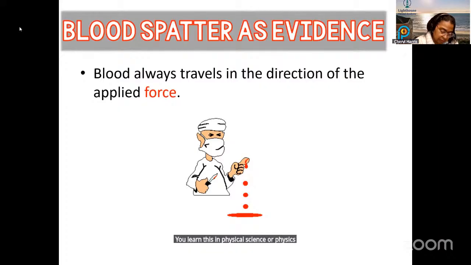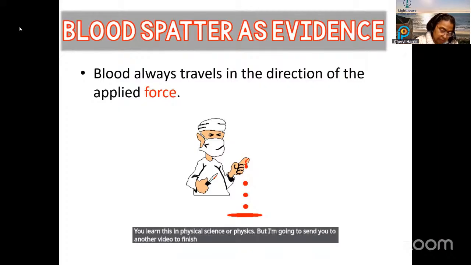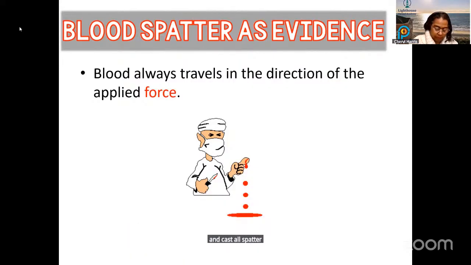But I'm going to send you to another video to finish out this lesson because they can actually show you in the video some different examples of how patterns are created. Blood stain patterns are created at crime scenes. So they're going to walk you through passive stains versus velocity spatter. They're also going to walk you through the difference between impact spatter and cast off spatter, transfer stains, and what those look like.